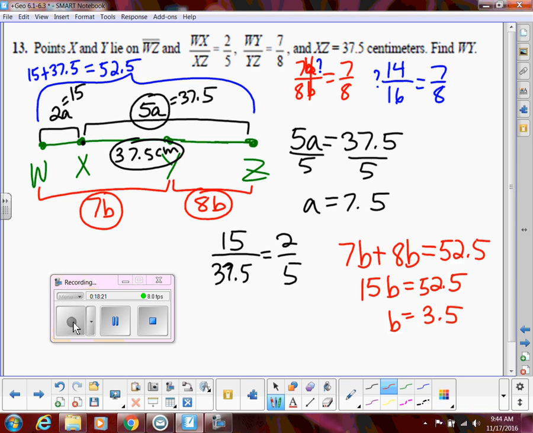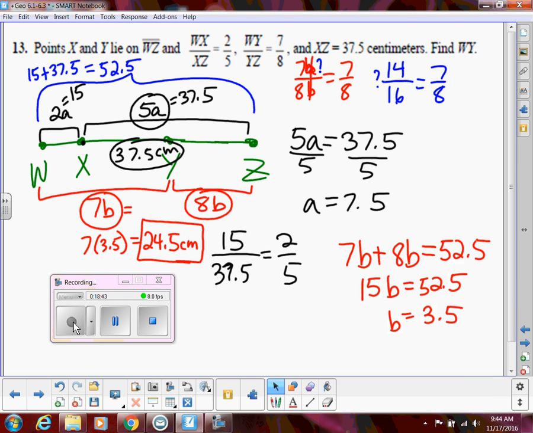Is that what they wanted me to find? No. They wanted me to find WY. They want me to find what 7B is equal to. So make sure to plug that back in. So we're doing 7 times 3.5. So we're going to get 24.5. That would be our final answer. And that would be in centimeters.